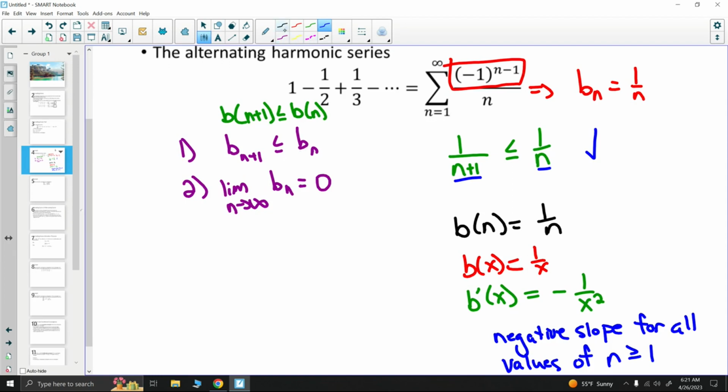Okay, now what we want to do is we want to go to, what is the limit? So the limit as n approaches infinity of b sub n, that is 1 over n, is going to be 1 over infinity, which is 0. So that checks. So this is convergent.